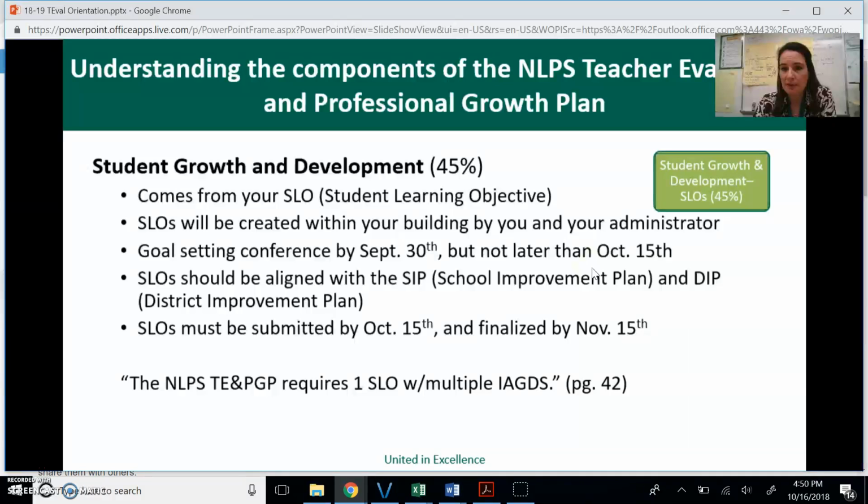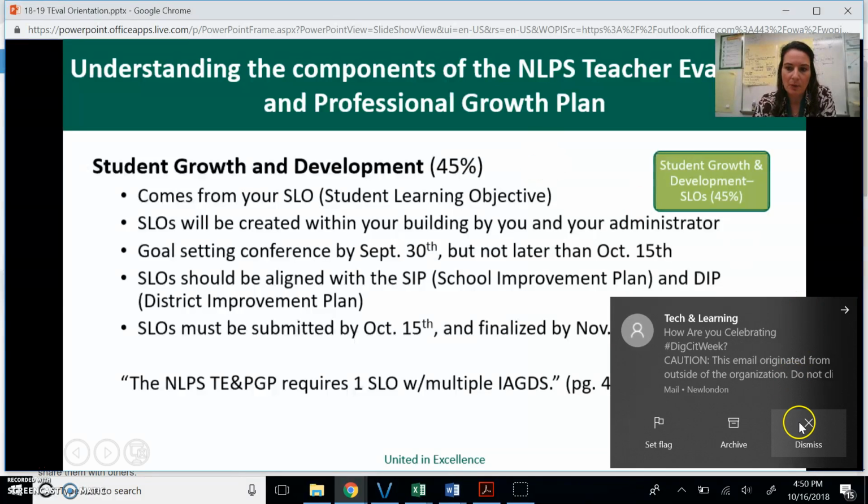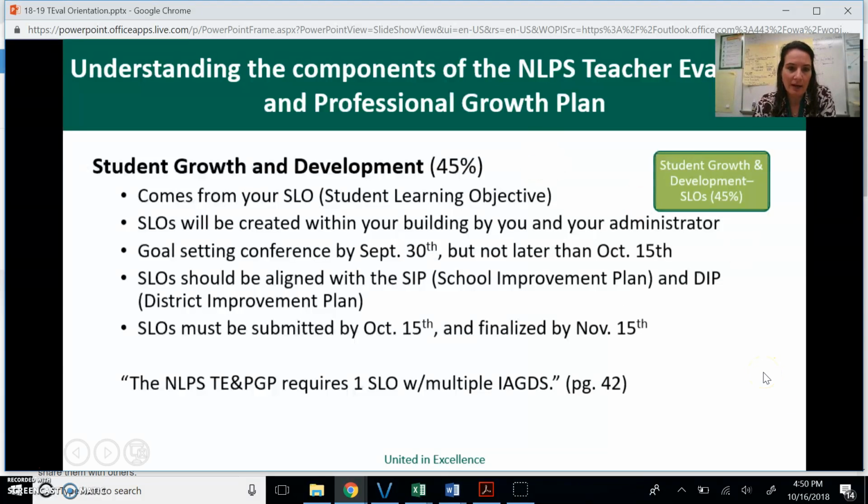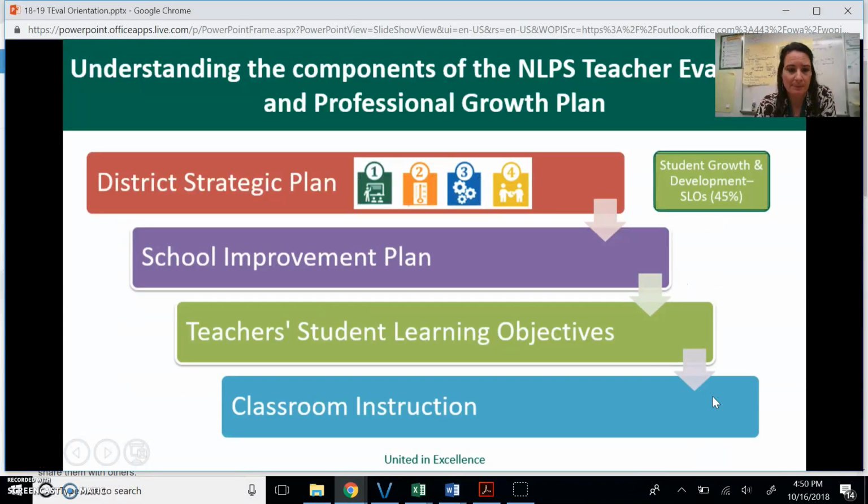The student growth and development, as you know, accounts for 45% of your score. This comes from your SLO. We developed these together during data teams, and then of course we talked about them in your meetings with your evaluator. We made sure that these SLOs were aligned with our school improvement plan, which of course is aligned to the district improvement plan. You guys did a great job submitting them. Make sure that any of your revisions are in so that we can go ahead and finalize those SLOs.